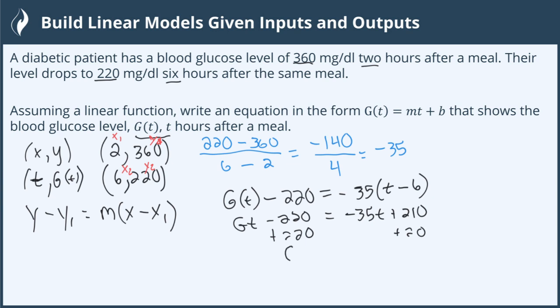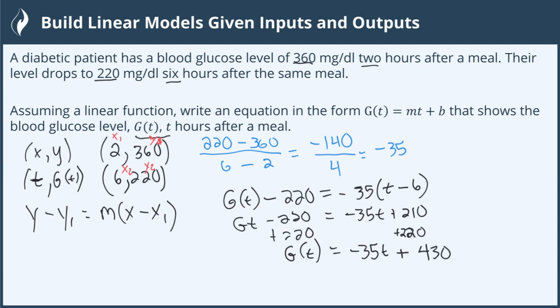Now I'm going to add the 220 to both sides. So it's going to become g of t equals negative 35t plus, so this is going to be 430.